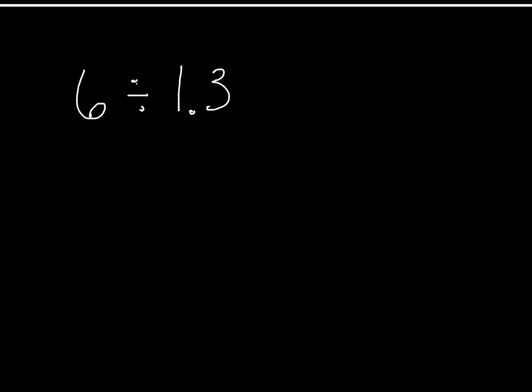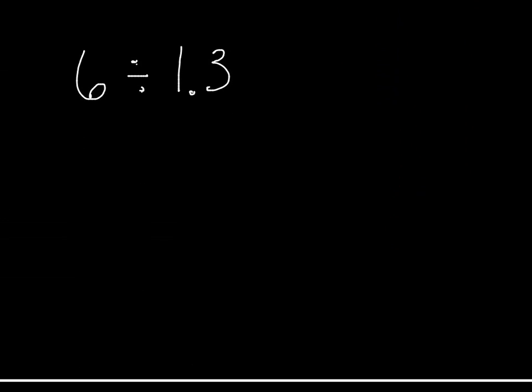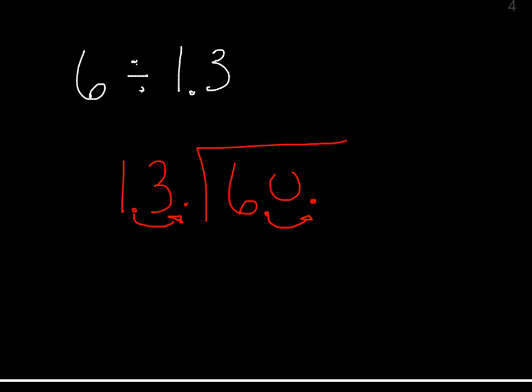One more example, 6 divided by 1.3. This looks like you're dividing a smaller number by a bigger number. 1.3 is actually smaller than 6, but if you think about it as 6 divided by 13, it's kind of confusing. But still, you put this number on the inside, 1.3 on the outside, and remember that every whole number has a decimal after it. So this 6 has a decimal right there. So to move this decimal over, I can move it one place and make it 13, and that moves this over one place and makes it 60.